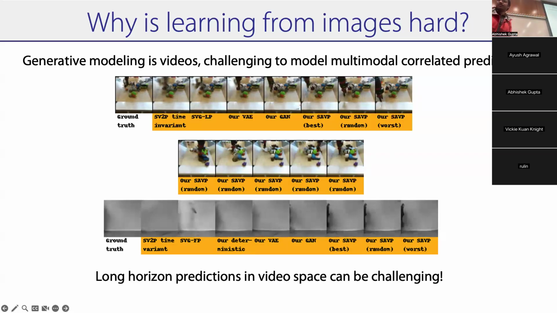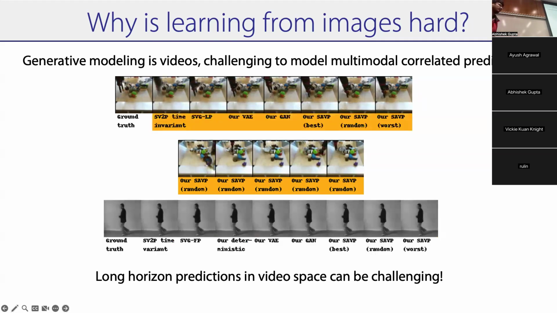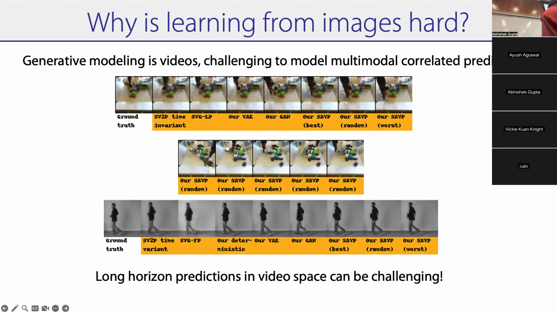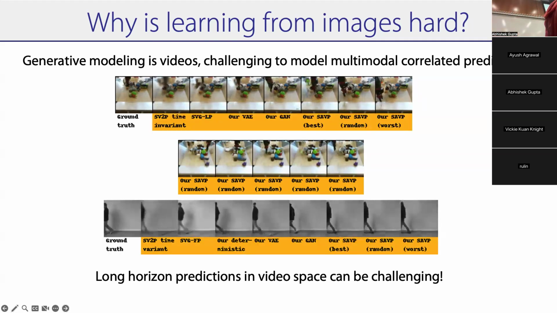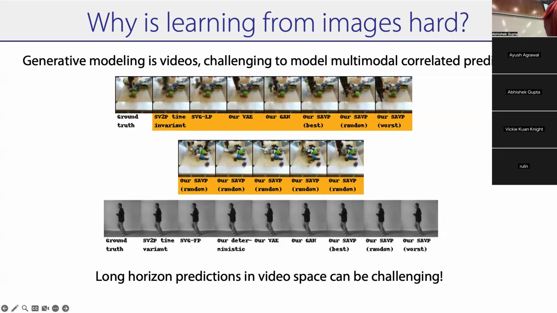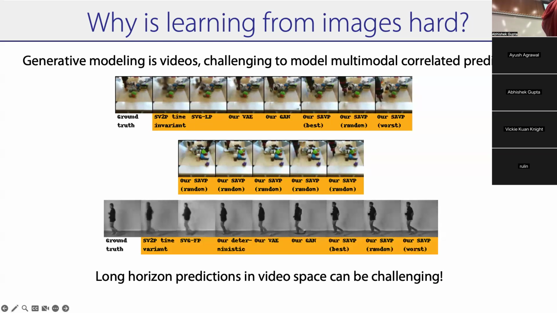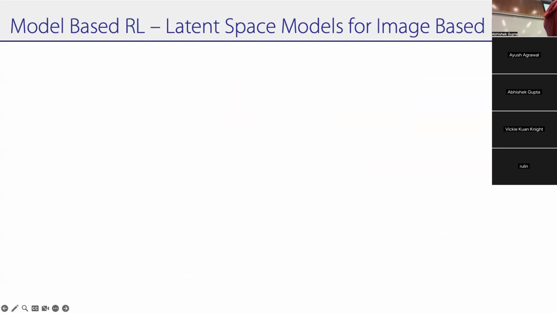So I think even now, long horizon prediction in video space is pretty hard. And so predicting pixels very, very far into the future is still a challenging problem. Right. And so these are models that directly take in images and action and predict next images. And so the thing that has worked relatively well is these latent space models.